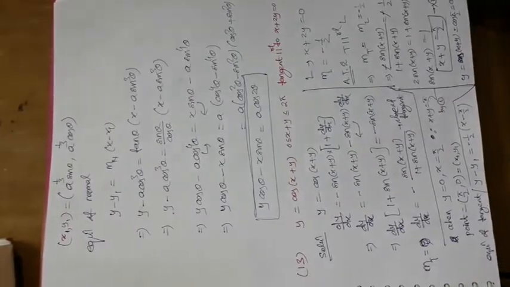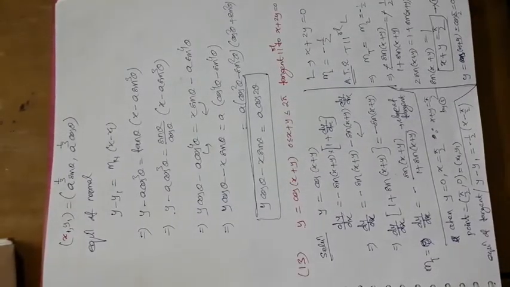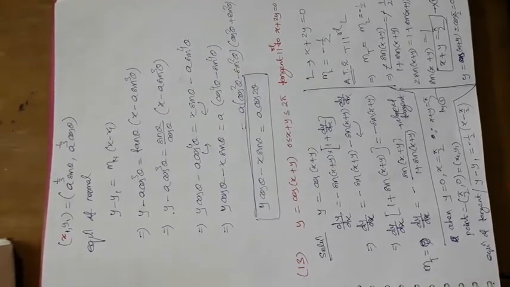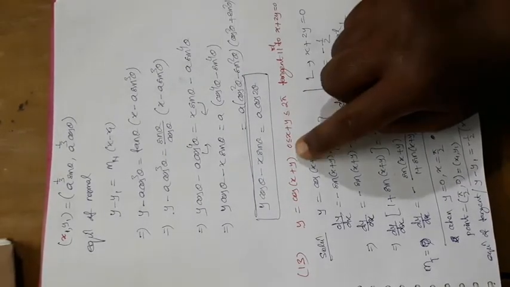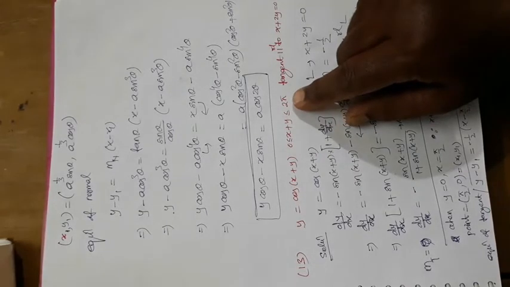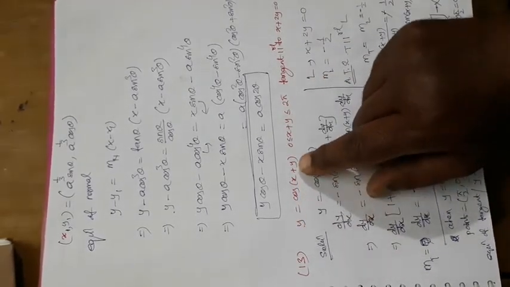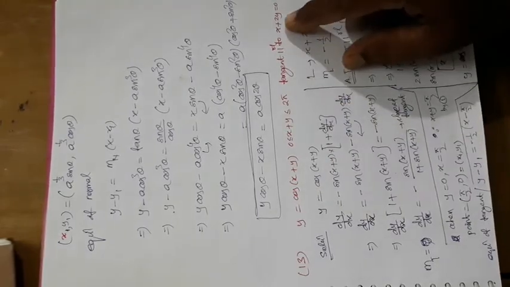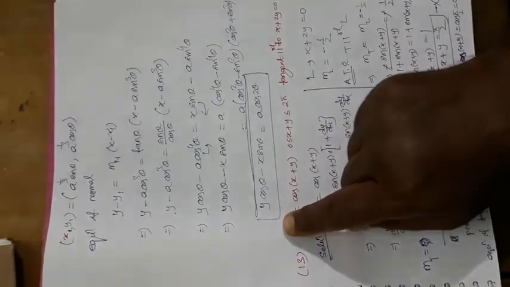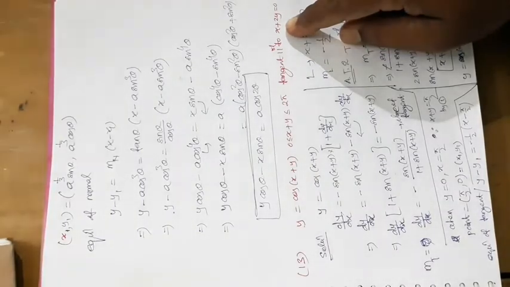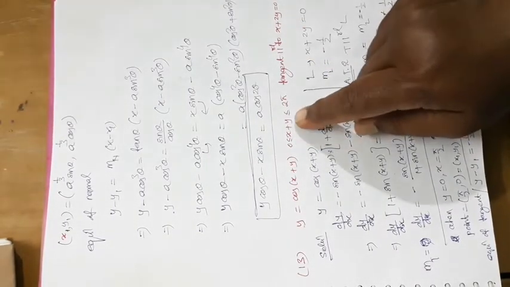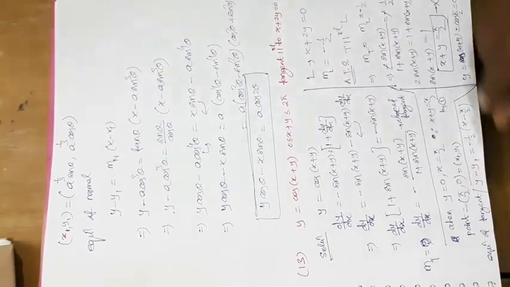I have done number 12 after doing number 7. Here I will start from number 13. The question is y is equal to cos(x plus y), where x plus y lies between 0 to 2 pi, and the tangent of this curve y is equal to cos(x plus y) is parallel to x plus 2y is equal to 0. So the tangent of this curve is parallel to the line x plus 2y is equal to 0. Condition: this x plus y must lie between 0 to 2 pi.